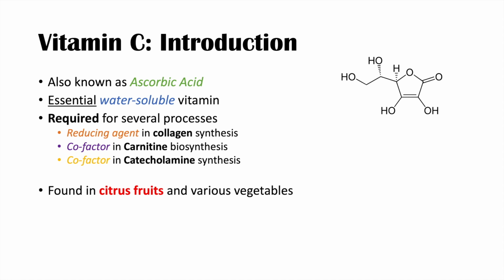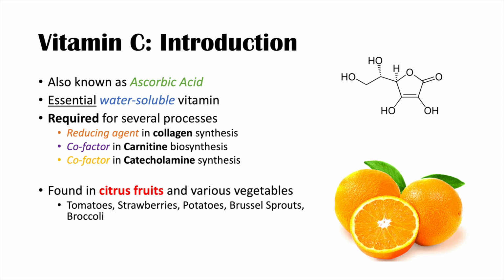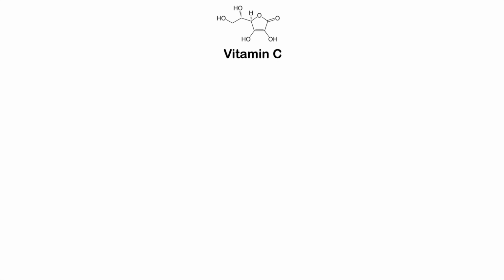So we get vitamin C from our diet, and vitamin C is found in citrus fruits and various vegetables. So we can remember citrus fruits with a C for vitamin C. So citrus fruits like oranges, mangoes, those types of fruits, but we can also get it in tomatoes and strawberries, and we can also get it from vegetables like potatoes, Brussels sprouts, and broccoli. So again, think of those citrus fruits. And if we don't get enough vitamin C, if we have a vitamin C deficiency, this causes the condition known as scurvy.